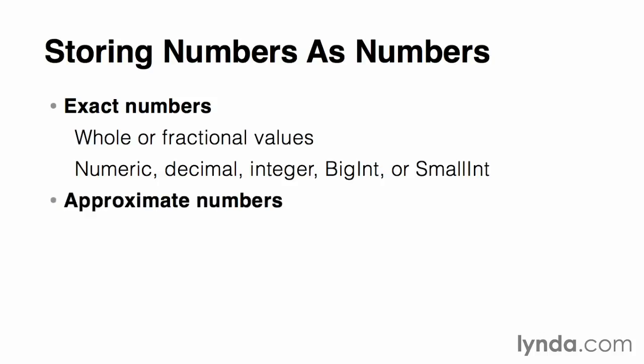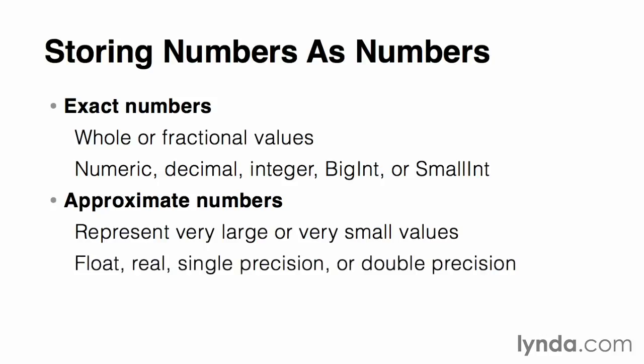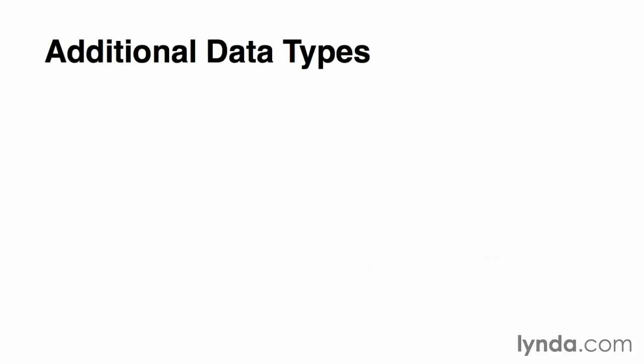Approximate numbers can also be integers or decimals, but typically represent numbers that are either very large or very small, such as you might find in a scientific application. Here we're talking about numbers above 4 billion, or decimals that are very, very close to zero. Here we'll look for data types such as float, real, single precision, or double precision to store this type of data.